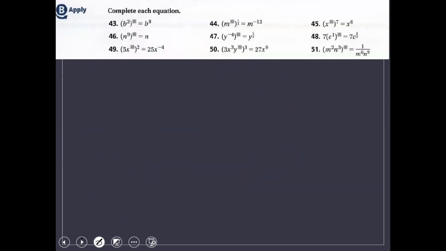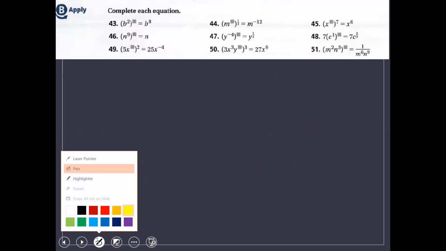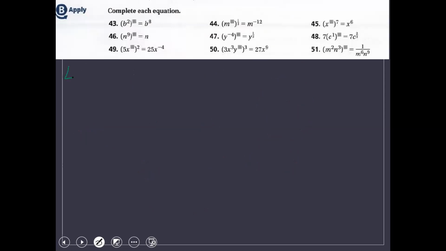Now let's go to the apply questions. Let's choose number 43 as an example now. In number 43 here, we have to fill in the blanks to complete each equation. b squared, raised to power x, is equal to b raised to 8.